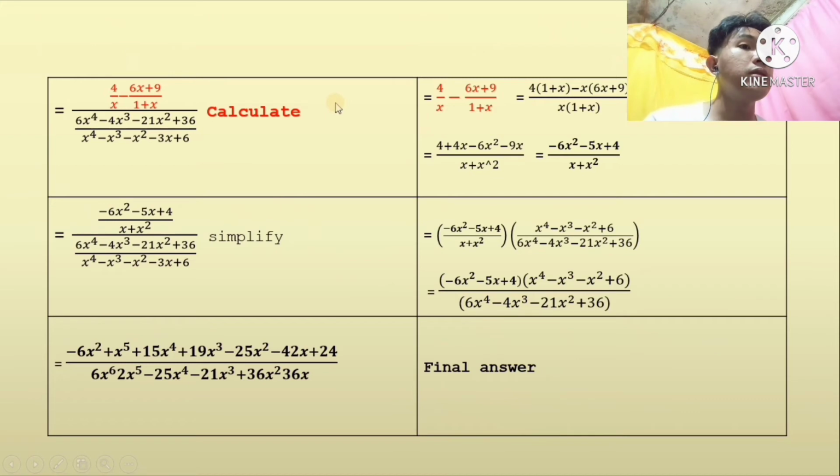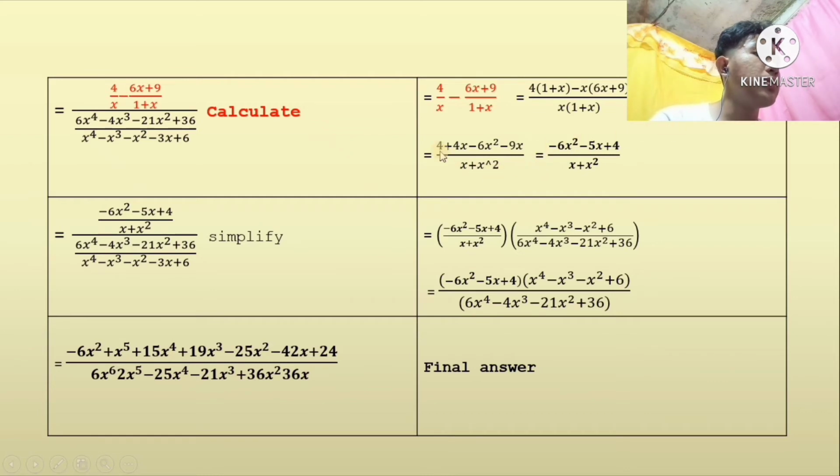Then in the numerator, calculate. So 4 minus 6x plus 9 over 1 plus x. So let's solve. Our equation will be 4 times 1 plus x minus x times 6x plus 9 over x times 1 plus x. So distribute 4 to 1 plus x and negative x to 6x plus 9. And then in the denominator, distribute x to 1 plus x. So our equation will be 4 plus 4x minus 6x squared minus 9x over x plus x squared.